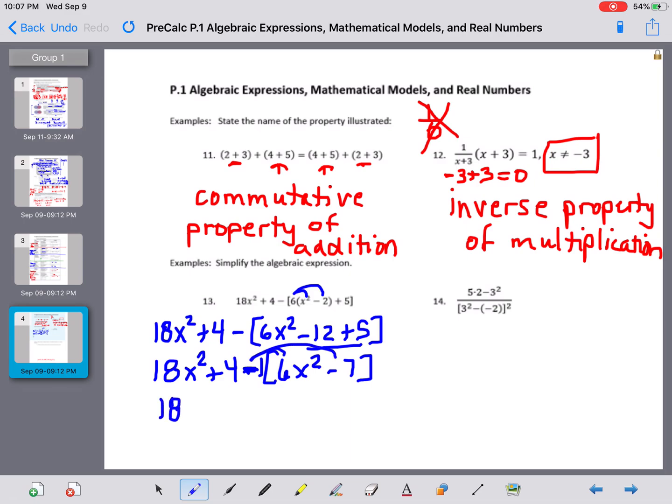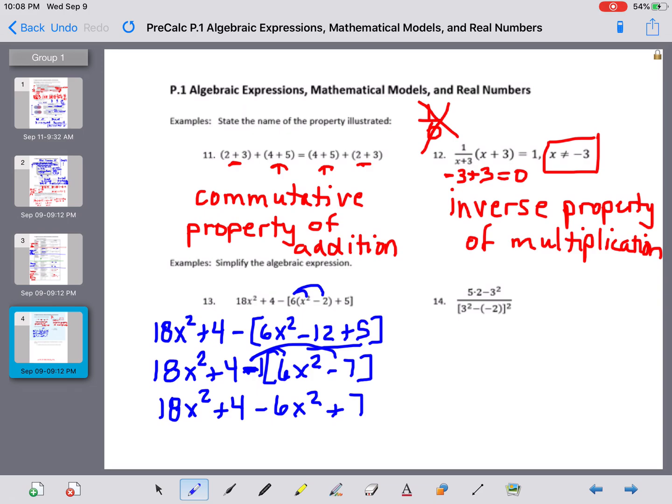So I'm going to end up with 18x squared plus 4. Negative 1 times 6x squared is negative 6x squared. Negative 1 times negative 7 is positive 7. Now I don't have brackets, I don't have parentheses. I can continue. My parentheses are done. Exponents, I have some, but they are not able to do anything because they're on a variable. So I'm just going to leave them.